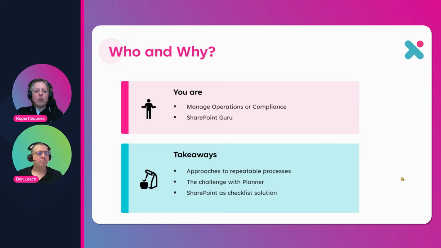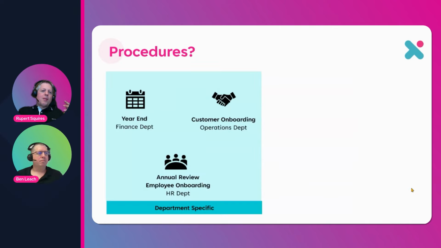Okay, so I think it's worth starting with examples of the kind of things we're going to talk about today to make sure we're all on the same page. So we're thinking about procedures. The way that we work, we use something called EOS, or Entrepreneurial Operating System, and they talk about how you have your core processes such as sales, delivery, finance, and within there you will have procedures.